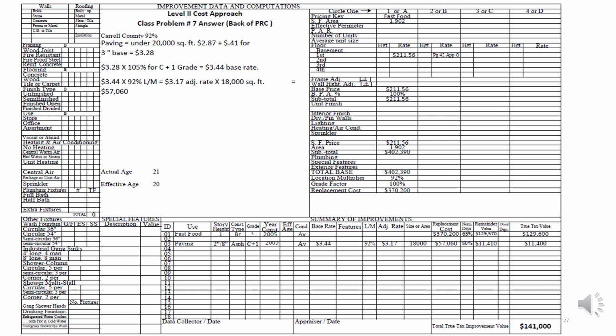Then we're going to go to page 28. We're going to go down to our effective age and over to our life expectancy of 10. And we're going to find 80% depreciation.